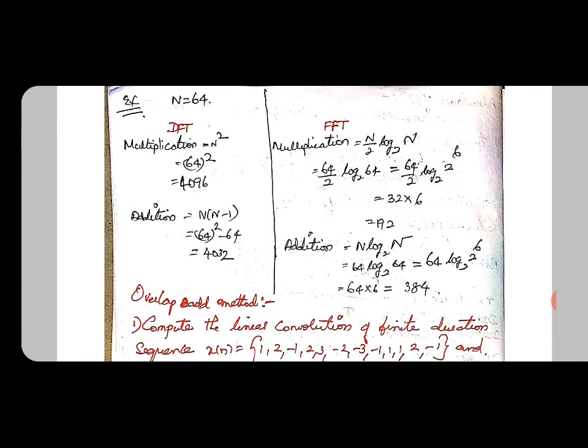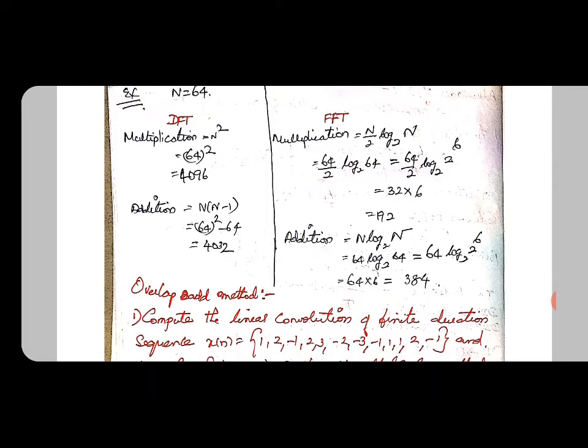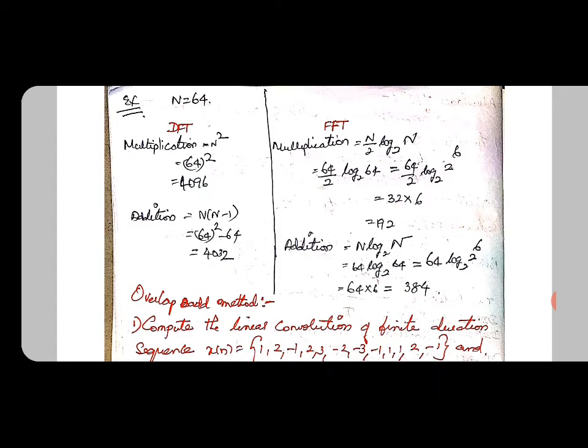Next, we can see the number of multiplications and additions required for DFT and FFT for N value 64. We know that for a DFT we need N squared multiplications. Here N is 64, so 64 squared, which is 4096. In the case of FFT, the number of multiplications required is N by 2 log base 2 of N, which is 64 by 2 log base 2 of 64. We know that log base 2 of 2 power 6 is 6, so 32 into 6, which is 192.